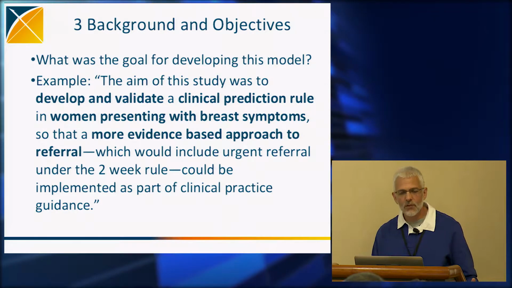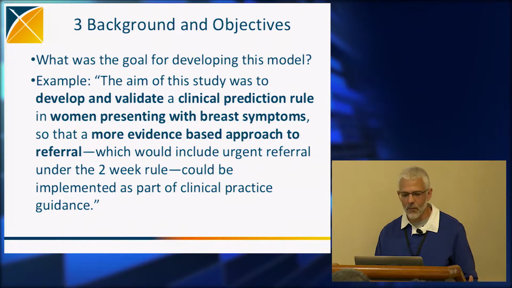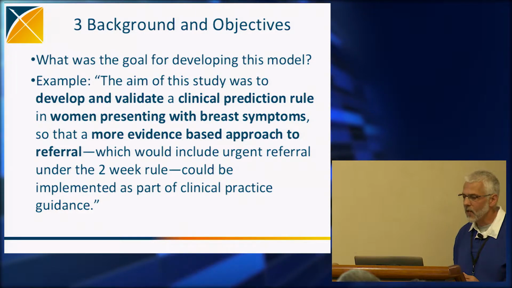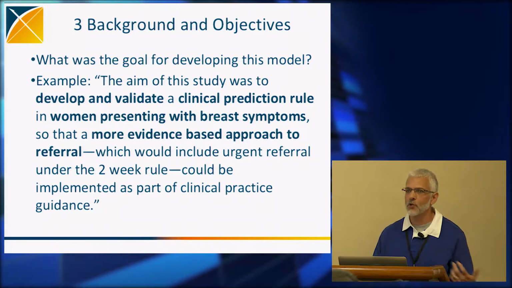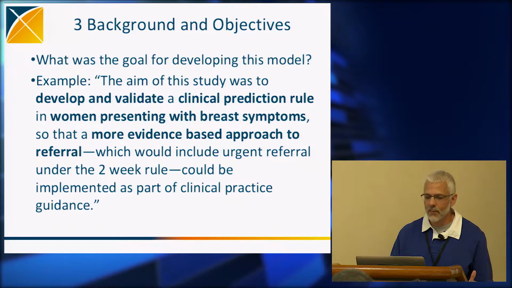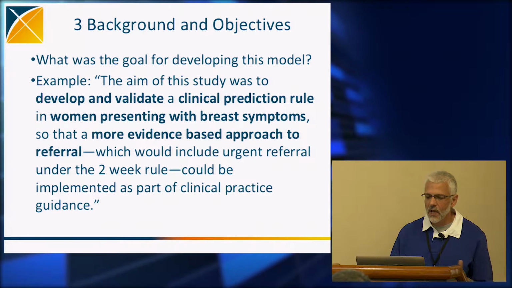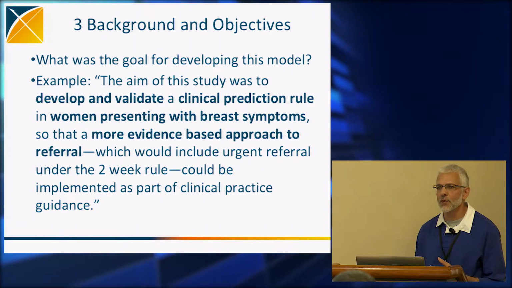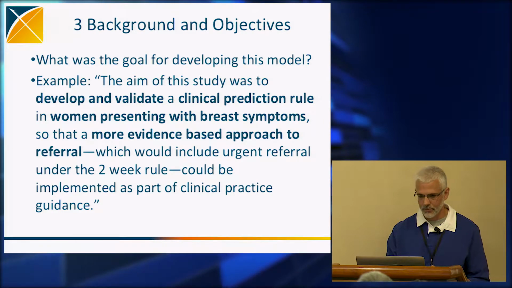In the background and objectives, you want to look at why the model was developed in the first place. What was the important reason for developing the model? An example of that: the model was used to develop and validate a clinical prediction rule. So it tells you exactly what the purpose of the model was. Develop the prediction rule in what set of patients? Women presenting with breast symptoms. And why was it developed? To provide more evidence for gynecologists to refer this woman to an oncologist. That's the sort of audience that they're looking for in this.